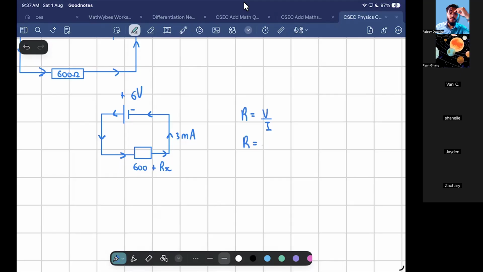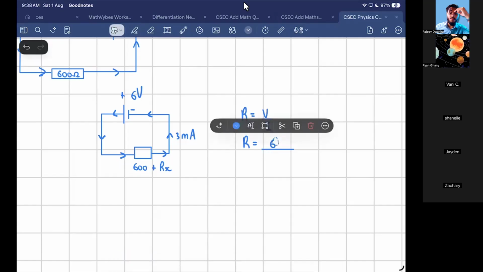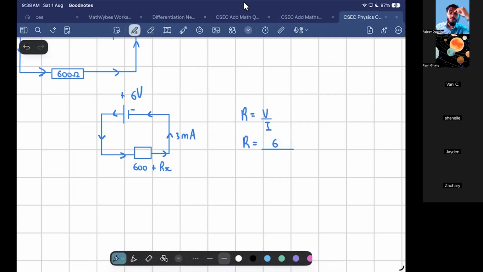Where's V? 6. What is the current? 3. 3 what? Milliamps. So that's 3 by 10 to the power minus 3, right? Yes, sir. Plug that into your calculator and let me know what the total resistance is. Should be like 2000, I think. Yeah, 2000. You know how to do that so fast?